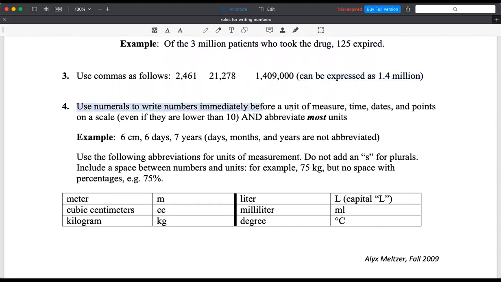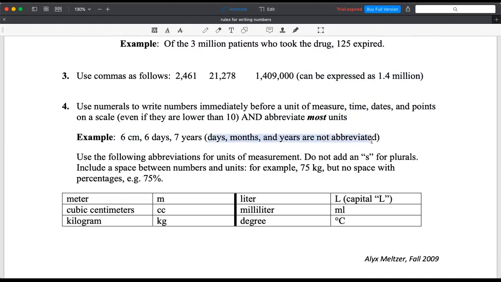Rule number 4: we use numerals to write numbers immediately before a unit of measurement. My units of measurement include times, dates, points, and scale. Even if they are lower than 10, because the number appears before the unit of measurement, I must write it in numerals. For example, I say 6 centimeters, because centimeter is a unit of measurement. 6 days, 7 years: any units of measurement.